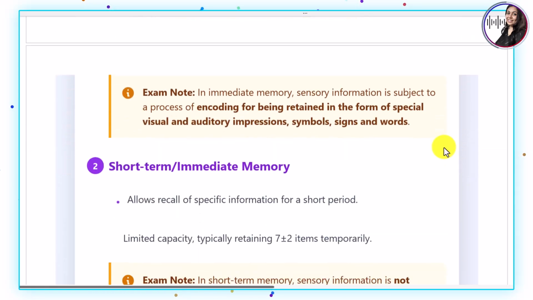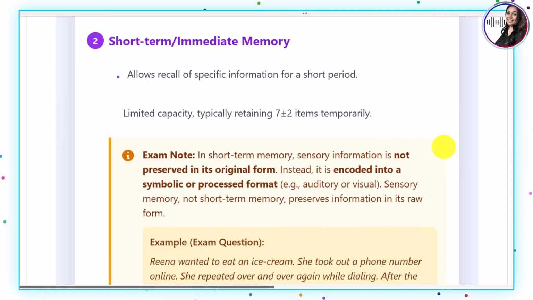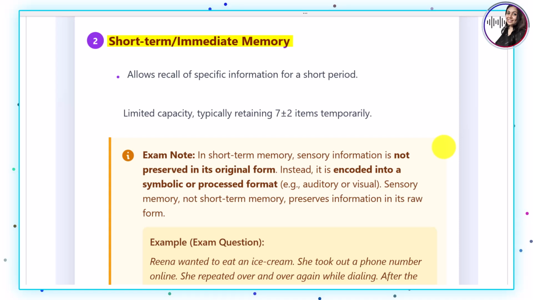In immediate memory, sensory information undergoes a process of encoding so that it can be retained in the form of special visual or auditory impressions, symbols, signs, and words. This specific explanation of how sensory information is encoded has been directly asked in exams, so it's an important point to remember. Sensory memory acts like a temporary holding buffer that allows us to make sense of the continuous stream of stimuli around us.